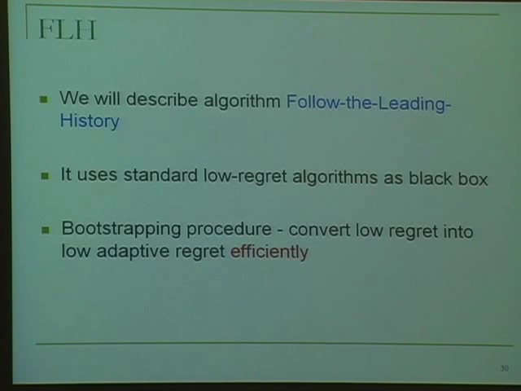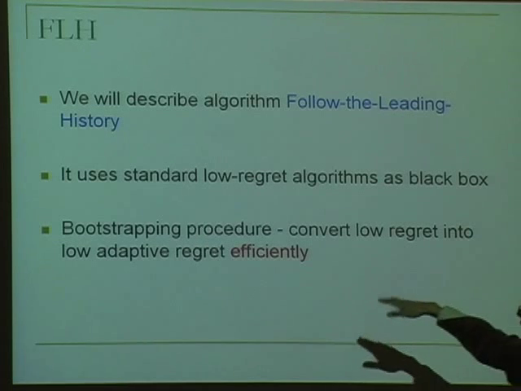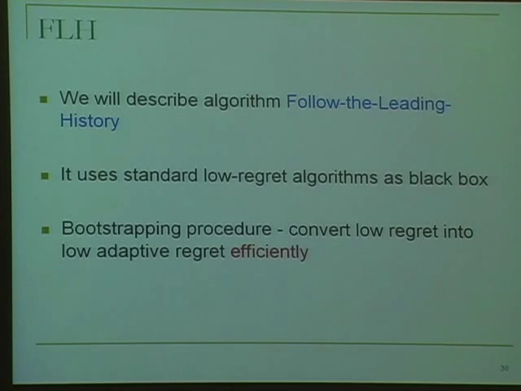So we're going to describe an algorithm that we'll call follow the leading history. This is going to be a low adaptive regret algorithm. It's basically a bootstrapping procedure. It takes a low regret algorithm for that situation, runs many copies of it, and converts that into a low adaptive regret algorithm. The main thing is that we're able to do this very efficiently. I'll describe that more formally, but the interesting thing is that if someone constructs a very efficient low regret algorithm for some scenario, that immediately implies through our results a low adaptive regret for that scenario.